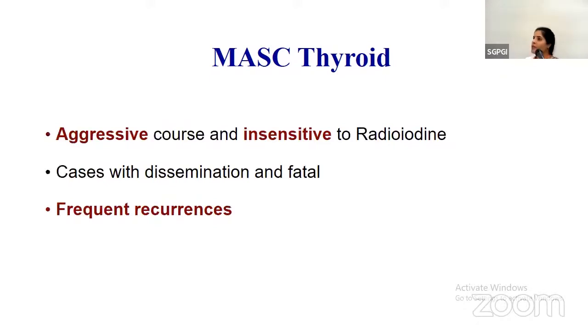It is important to diagnose this entity and subtype this tumor group because it has an aggressive course and is usually, not always, but usually insensitive to radioiodine. So it won't be of much use subjecting a female patient, especially in a fertility age group, to radioiodine treatment. So it is important to diagnose it. It can, in fact, undergo dissemination, and recurrence is also very frequent.